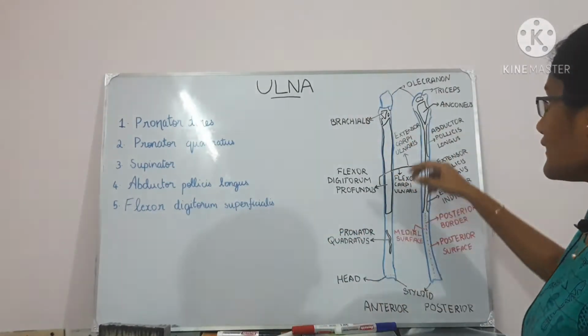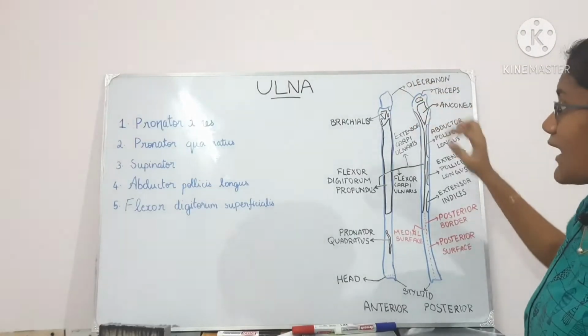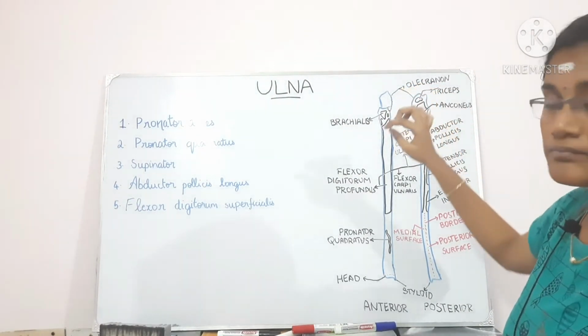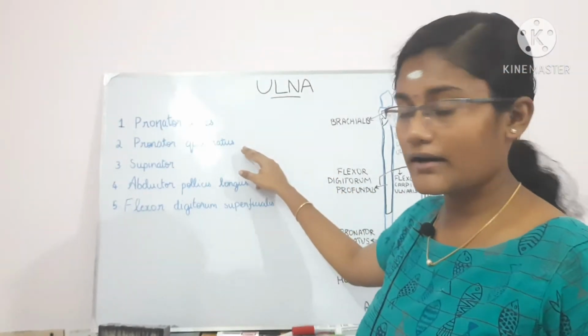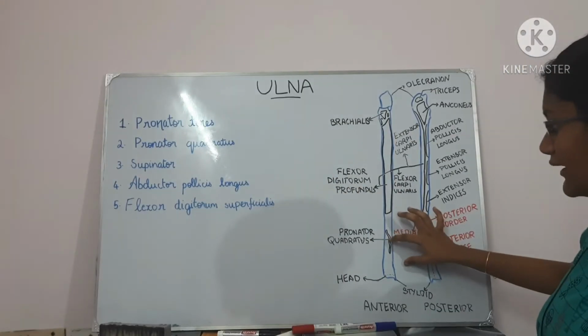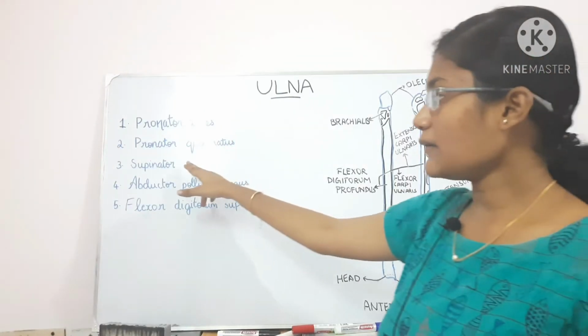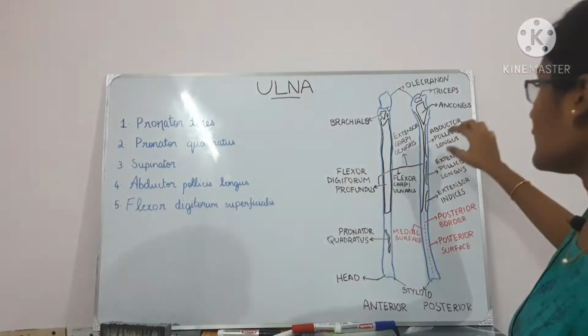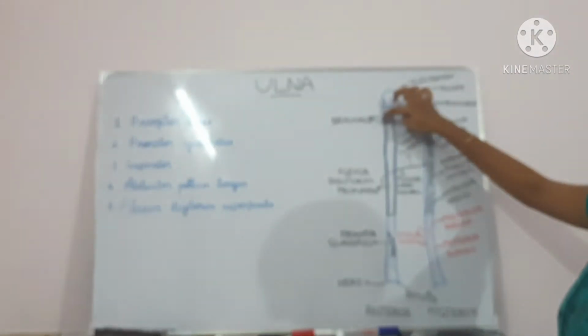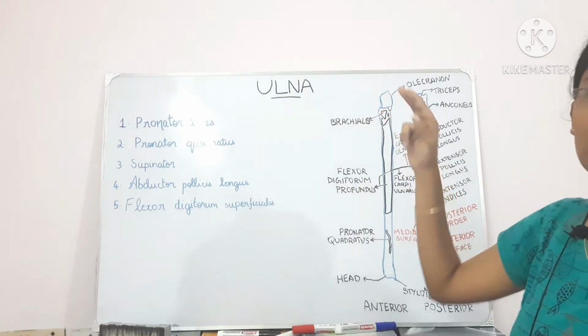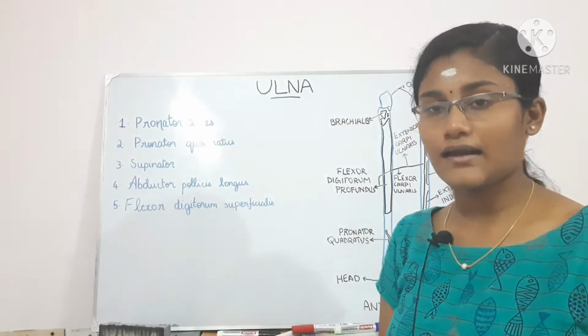The pronator teres is present over here, and this part is the medial margin of the coronoid process. The pronator quadratus is present in the oblique ridge on the lower part of the anterior surface. And the supinator muscle is present in the supinator crest. So it is present in the supinator crest and it forms the triangular area in front of the crest.